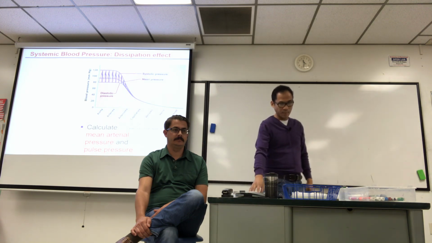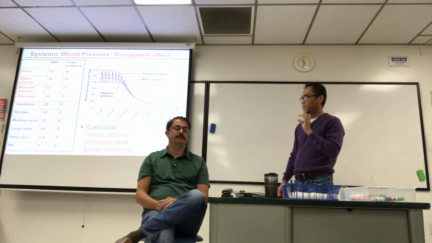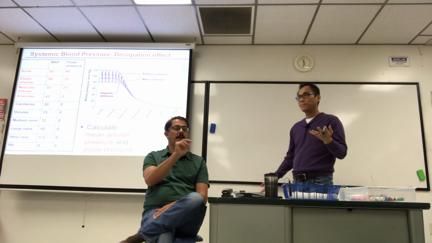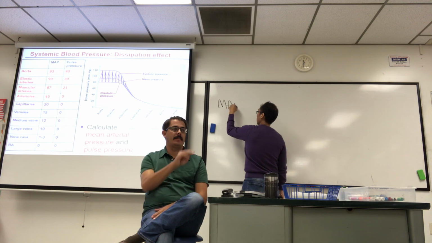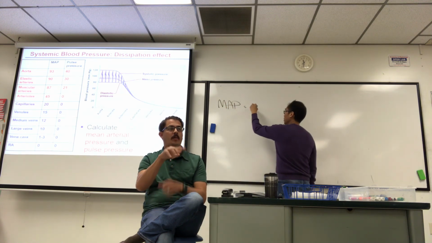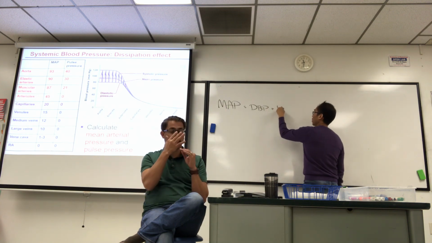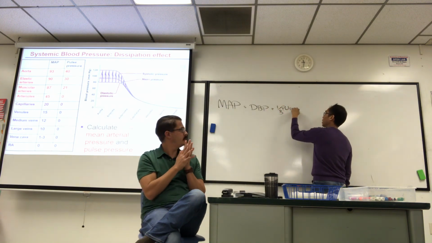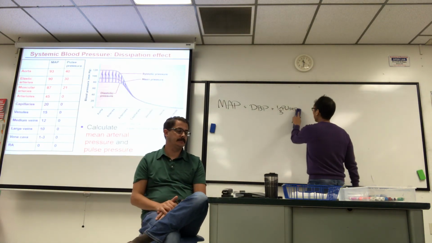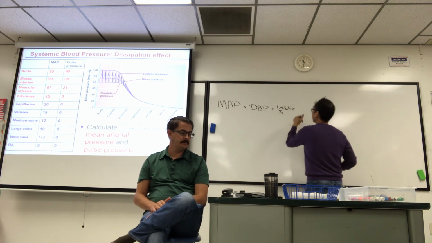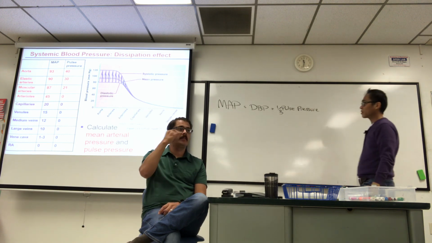What I did was I made a table to kind of ballpark the numbers. The first thing to do, let's calculate the mean arterial pressure. I always just abbreviate it MAP. Mean arterial pressure. The equation is the diastolic blood pressure plus 1/3 pulse pressure. If you have to, write it out in your notes so you don't go back and look.